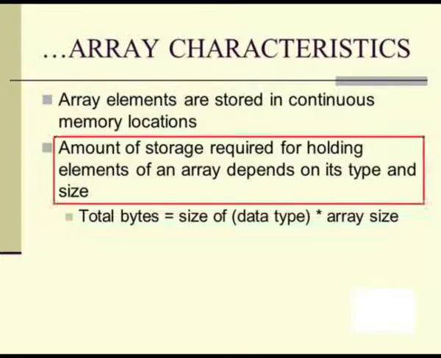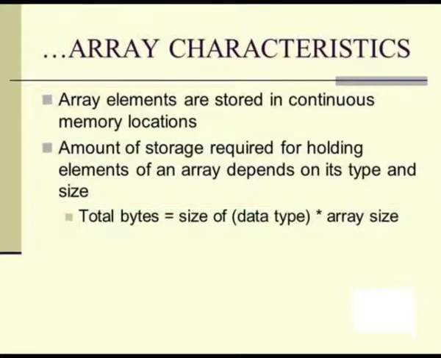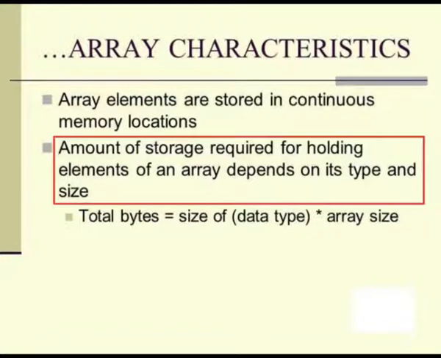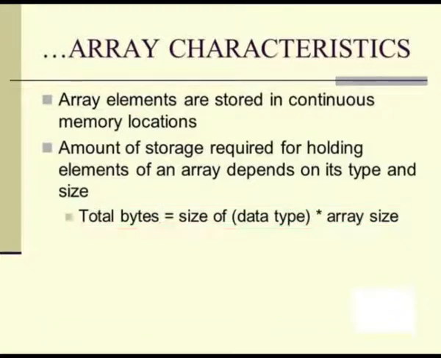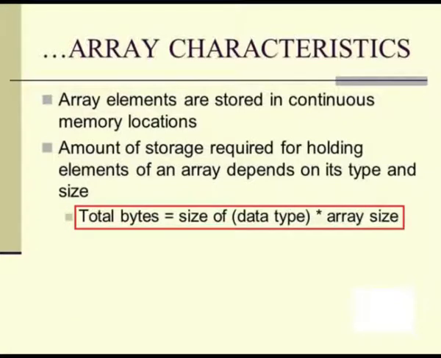And the amount of storage required for holding the elements of an array is computed by this formula. It depends upon the data type of the array and the number of variables it holds. So, the total bytes in terms of memory allocation is the size of the data type times the array size. If I say int a of 5, a short int normally occupies 2 bytes. So, the size of the data type is 2 and the array size is 5. So, 5 into 2, 10 bytes. This is the total amount of storage required for that array. This is how it is computed.